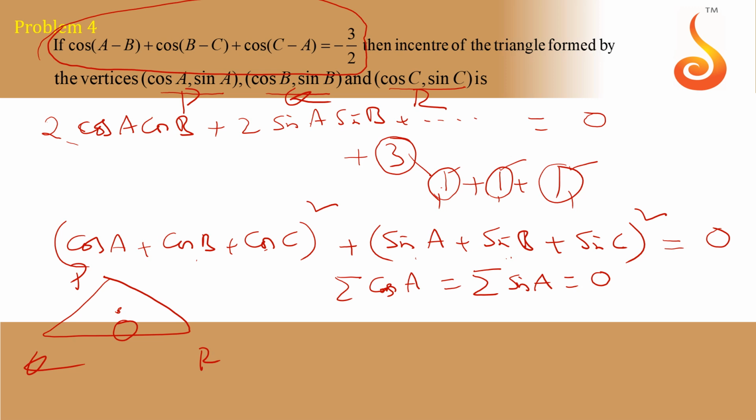Now let us find its centroid. What will be the centroid of this? Cos a plus cos b plus cos c by 3, sin a plus sin b plus sin c by 3. But according to the given condition, we got that this is also origin. So the triangle has the same circumcenter and centroid. So it must be an equilateral triangle. Now the incenter also, origin will be the incenter.